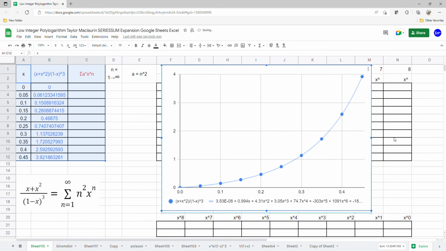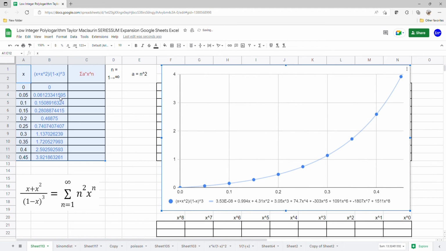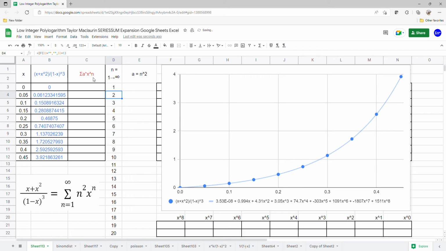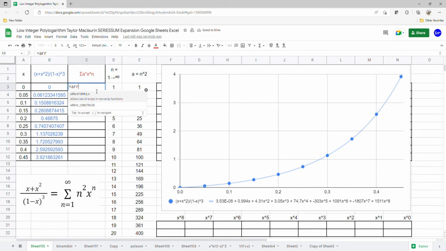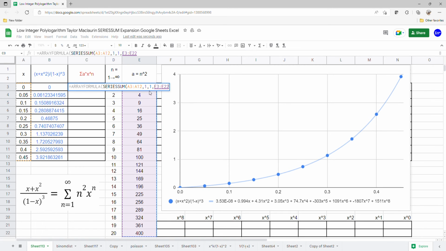Next, we continue with the expansion, which is the summation of a times x to the power n, where n starts from 1 to infinity. And the value of a is n squared. So this is array formula of n squared. And the expansion, array formula, series sum of the x values raised to the power n, where n starts from 1 incremented by 1. And the coefficient will be this range.